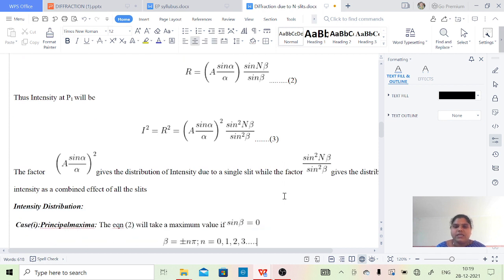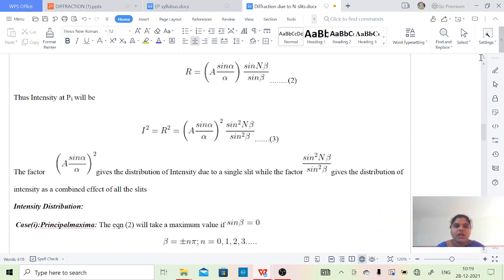Here let us see. The factor A sin alpha by alpha, whole square, gives the distribution of intensity due to a single slit. The factor sin square n beta by sin square beta, which is according to interference, gives the distribution of intensity as a combined effect of all the slits. This is the intensity equation.